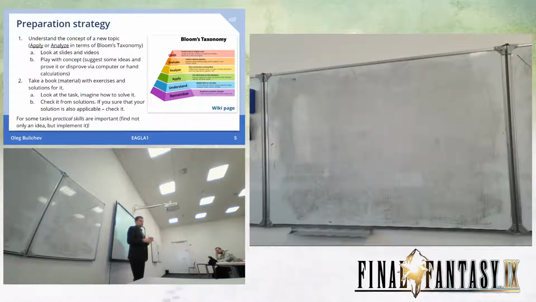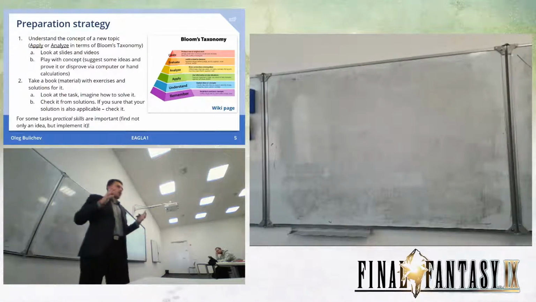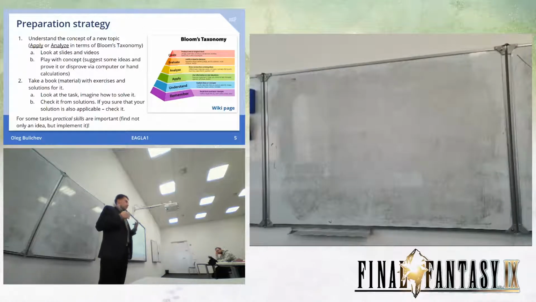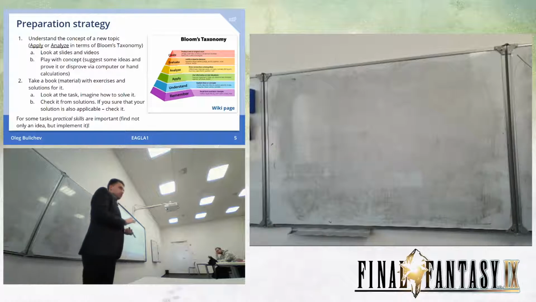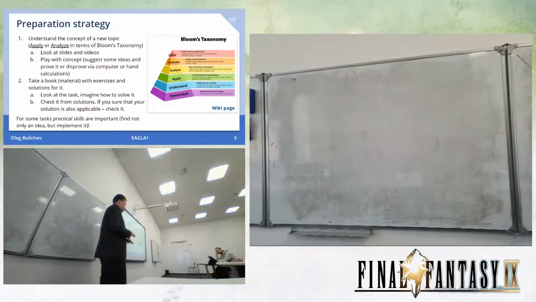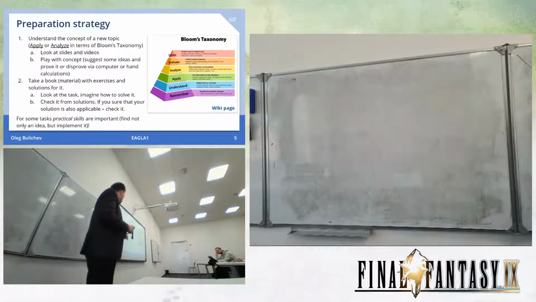So for master students, it seems the level should be higher, about evaluate and create. You can create a new method, for instance, design a new method for finding determinants. For you, you need to know how to apply and analyze. It will be the best. A grade, let's call it, will be analyze.